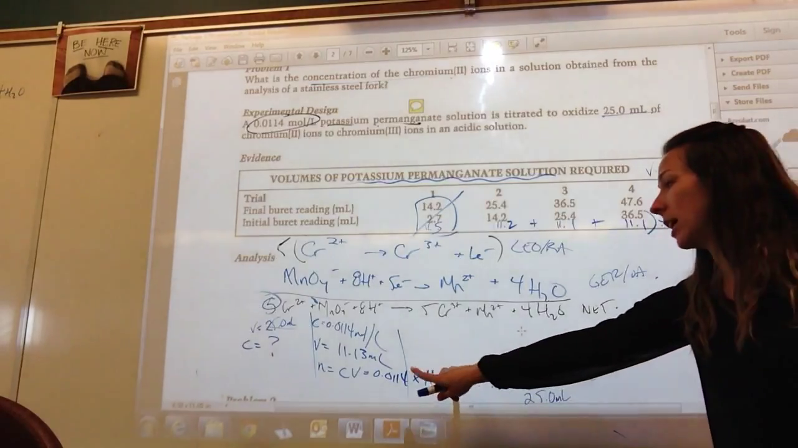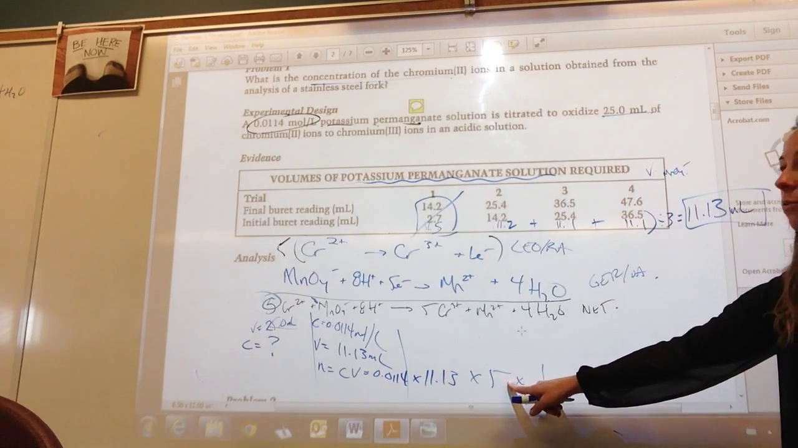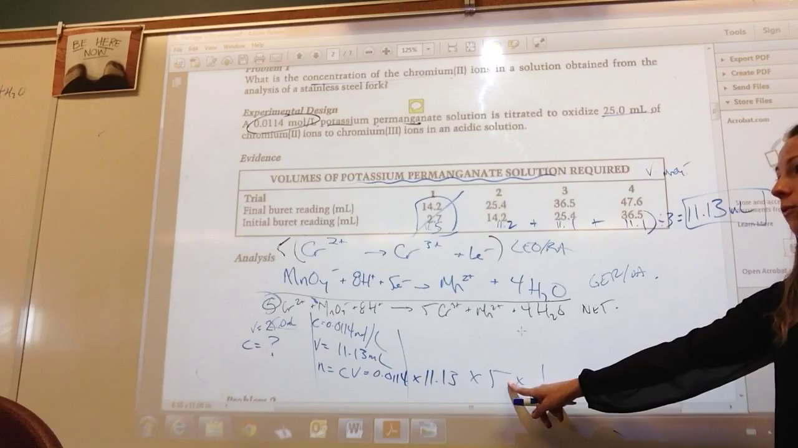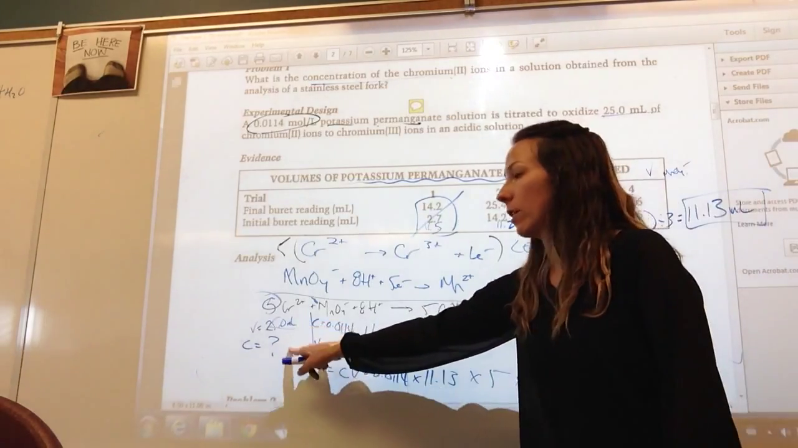So Gabby, this is going down the column, this is crossing the bridge with the 5-to-1 ratio, and then I'll get my number of moles of my MnO4, and then this will help with this volume there. Figure that out.